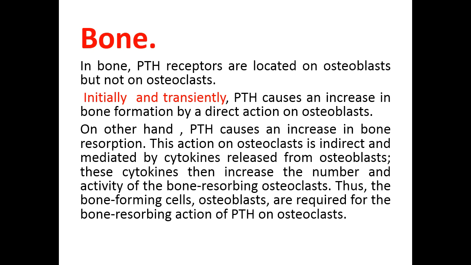How? This action on the osteoclast is indirect and mediated by cytokines. From where are they secreted? Cytokines are released from the osteoblast. When they are released, the cytokines increase the number and activity of osteoclasts, which are the bone resorbing cells. Thus, the bone forming cells, which are osteoblasts, are required for the bone resorbing action of parathyroid hormone on the osteoclast.